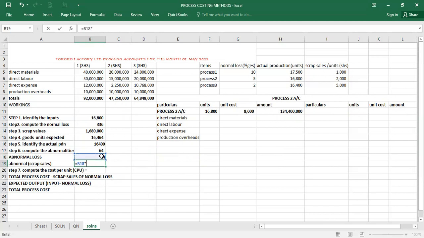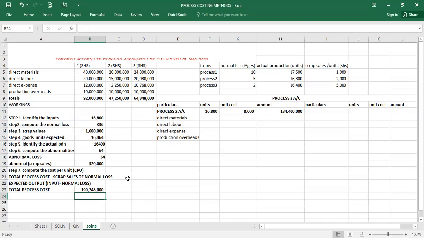abnormal losses, then we get the scrap value for the abnormal losses, the scrap sales, which are giving us that. So if it is giving us that, then we expect that it will be that, then we get the total process cost. And we said the total process cost is inclusive of the one that was there in that process plus what we introduced. It will be that 199,248,800. This is the total cost.